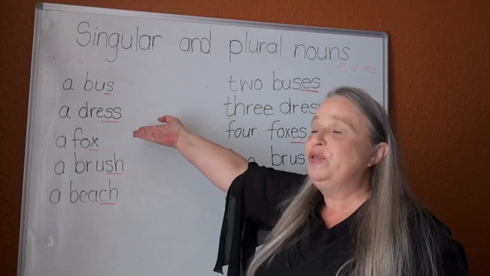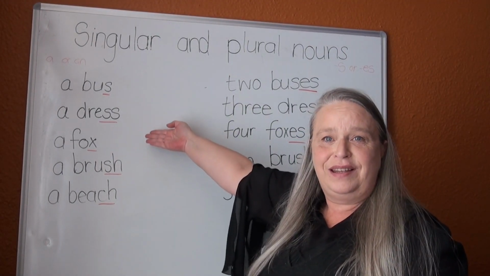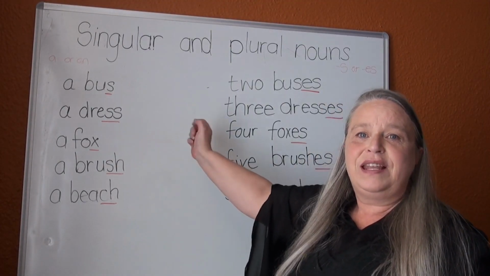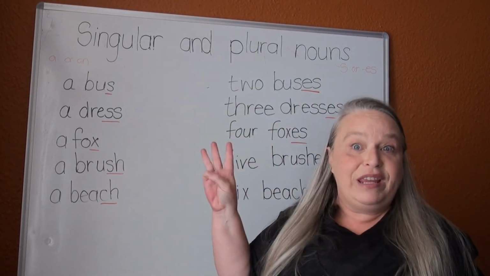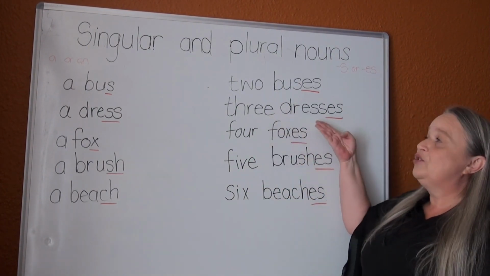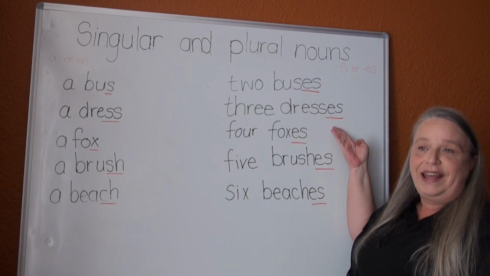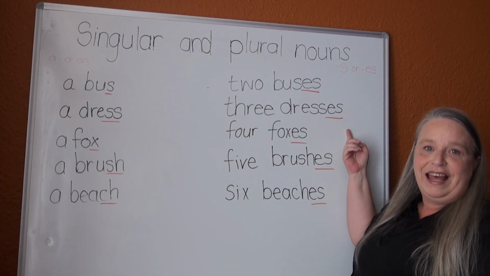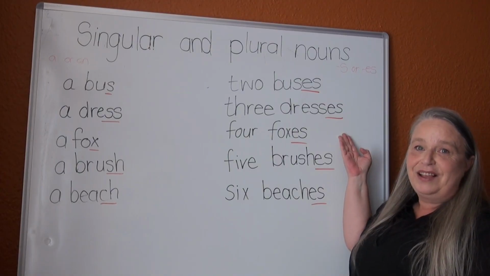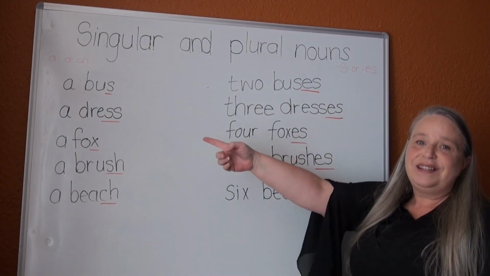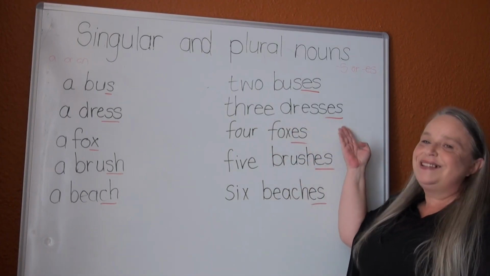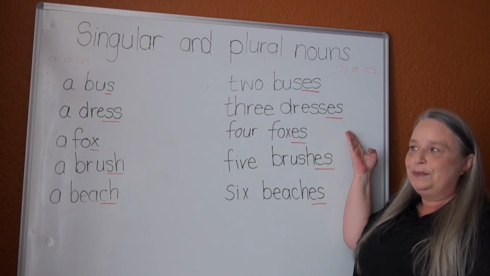That is for one singular noun, a dress. So what if we have three dresses? Three dresses, we add an es at the end of dresses. So we have again one dress, a dress, but three dresses, es.